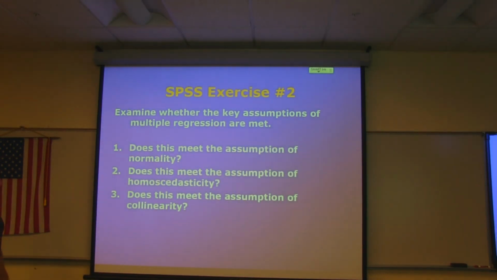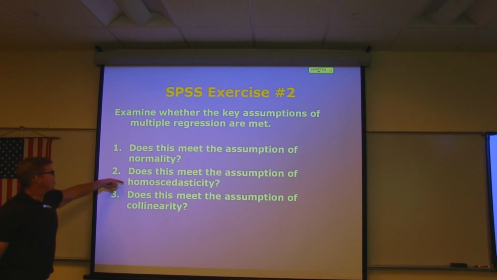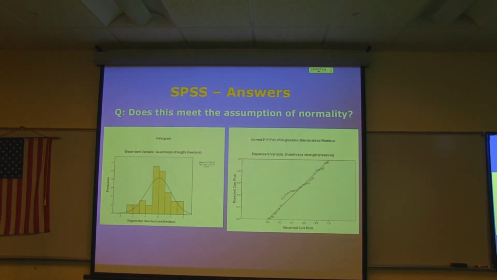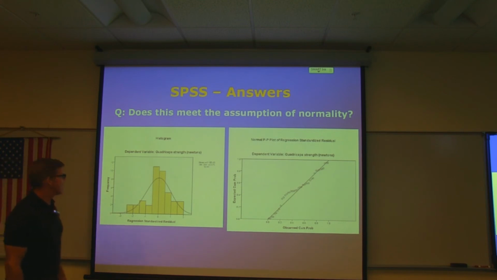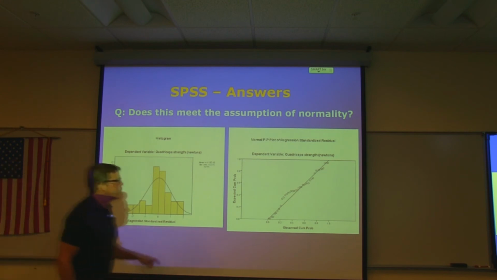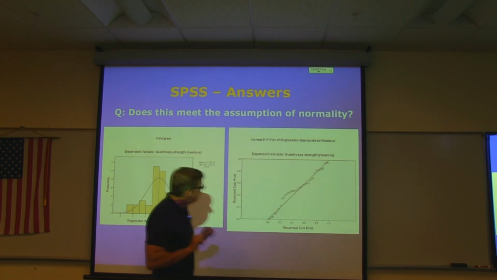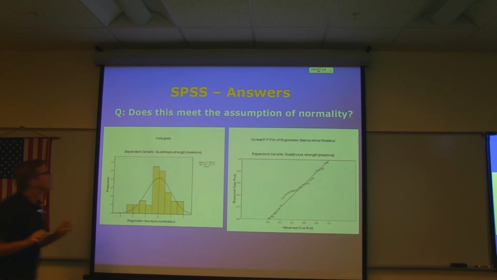Exercise number 2, examine whether the key assumptions of multiple regression are met: normality, homogeneity of variance, collinearity. Let's take a look at this. Does this meet the assumption of normality? Maybe, maybe not. The jury's out on this one. Is this a normal distribution, or does this contain a negative skew? I don't know. Typically, we like these data points sort of close to the line. So kind of normal, but kind of not.